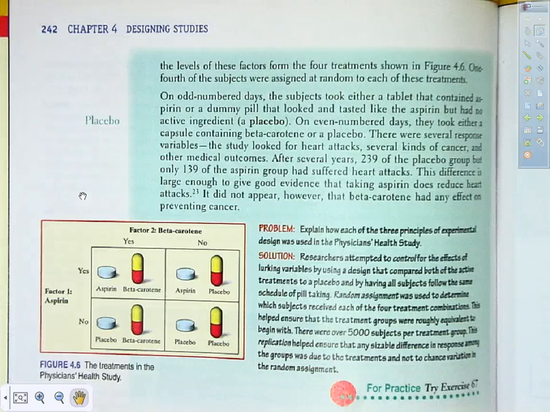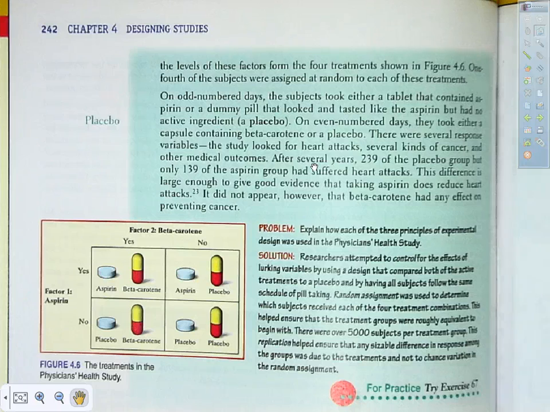The next is random. It said up here that the subjects were assigned at random to each of these treatments, so that takes care of that random principle. And then last but not least, replication. Again, not can we do it over again, but do we have enough subjects so that we're pretty confident that the four groups are pretty much the same. The only difference is going to be the treatment that they received. And there were over 5,000 subjects, which is more than enough to know that we're not going to get groups that are different from each other, even by random chance.